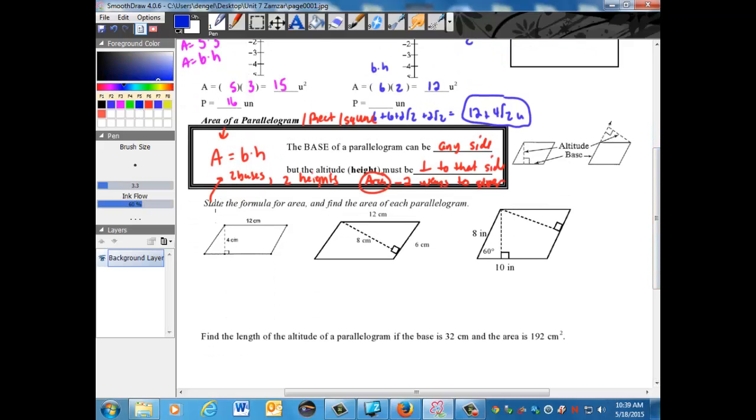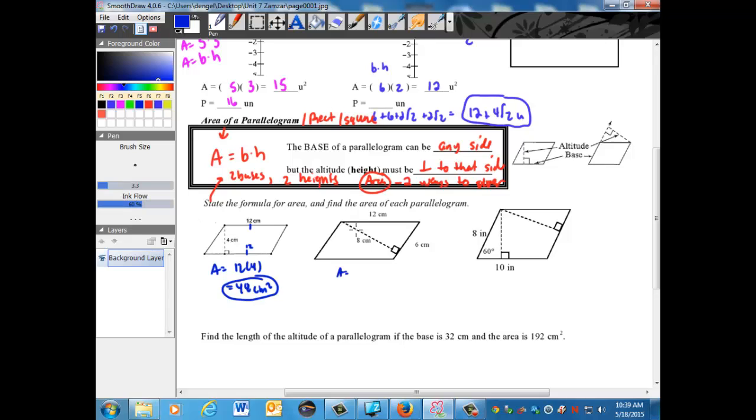Alright, first problem is an easier problem. We have area is equal to the base. Remember that opposite sides are congruent in a parallelogram. So area is equal to 12 times 4. Area is equal to 48 centimeters squared.